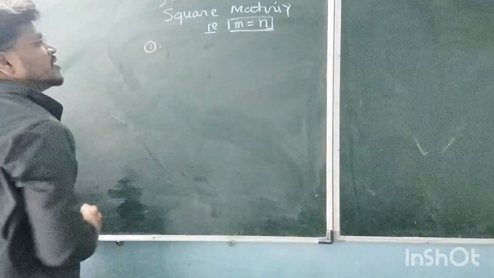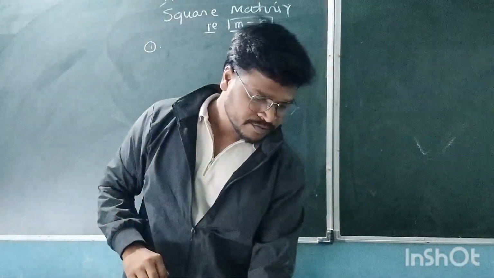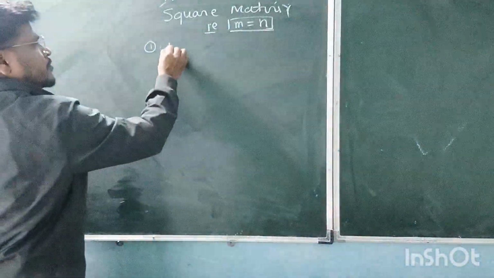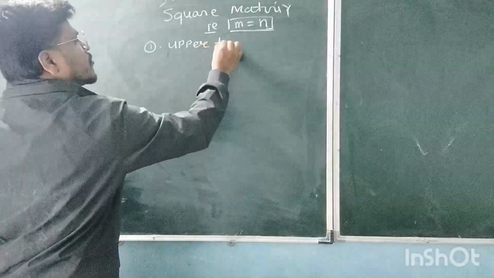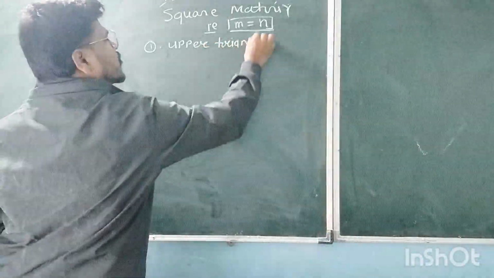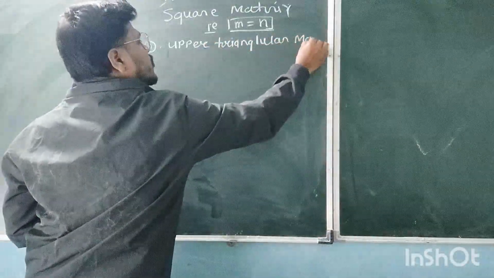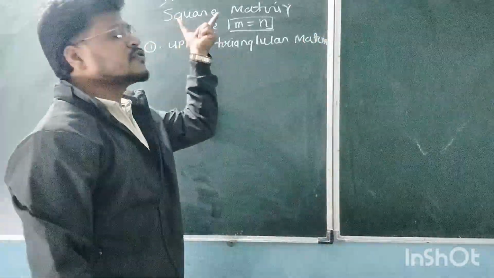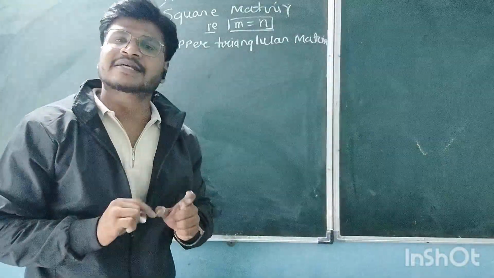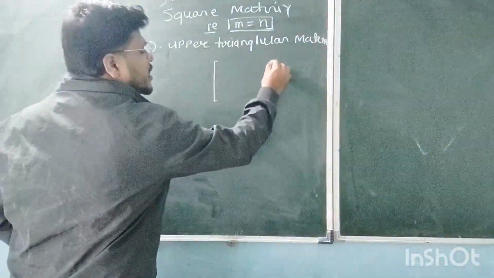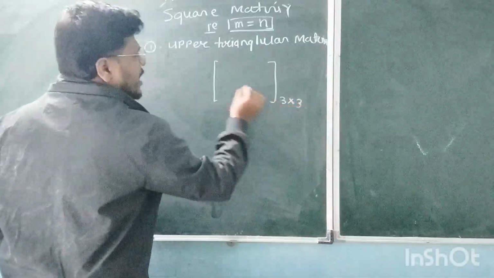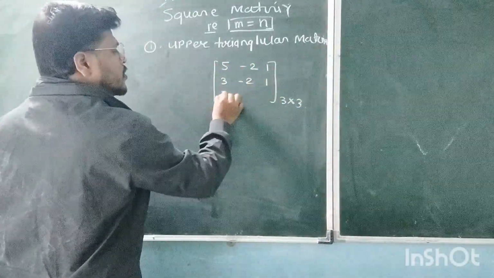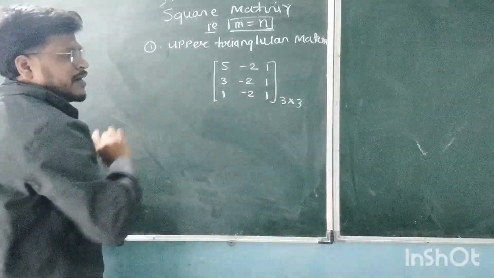First type of the square matrix is upper triangular matrix. First note that all these types are types of a square matrix. First of all, this matrix is a square matrix. I am taking the order of the matrix as 3 by 3 and the elements are 5, minus 2, 1, 3, minus 2, 1, 1, minus 2, 1. This is a square matrix.